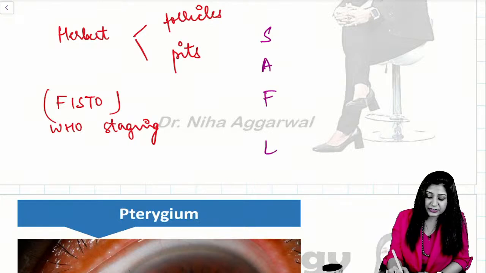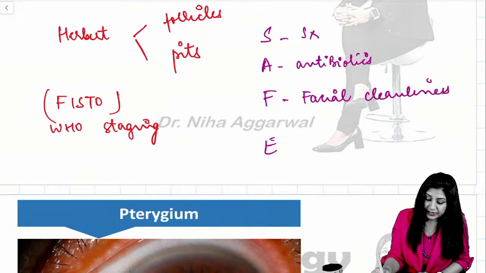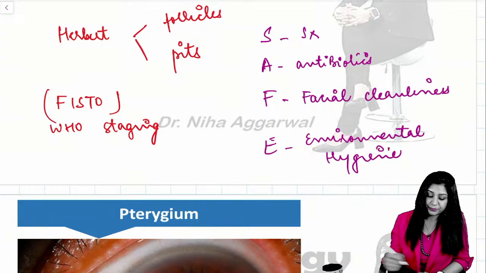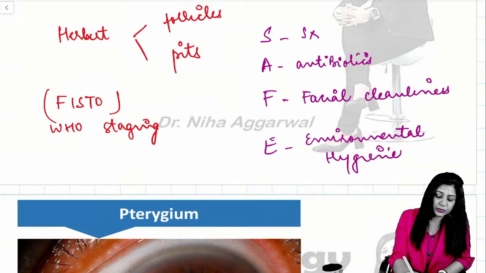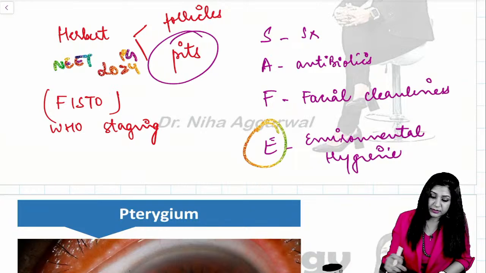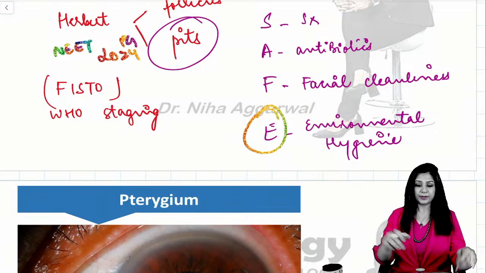SAFE strategy is there, where S is for surgery, A for antibiotics, F for facial cleanliness, and E for environmental hygiene. Environmental hygiene, right? So both are important. Recently there was a question on Herbert pits. This was there in the NEET PG 2024, and this is also a PYQ, right? So this is also important.